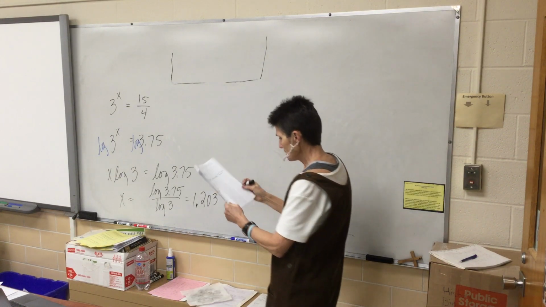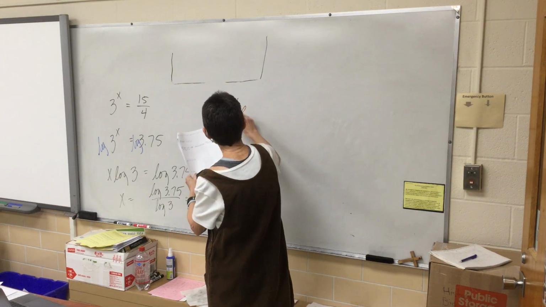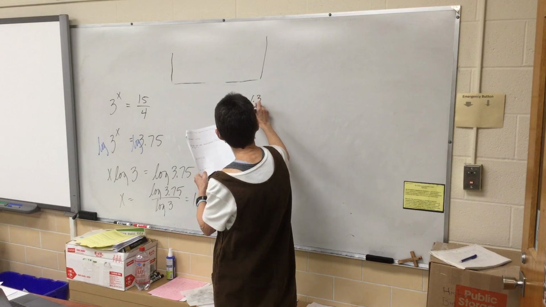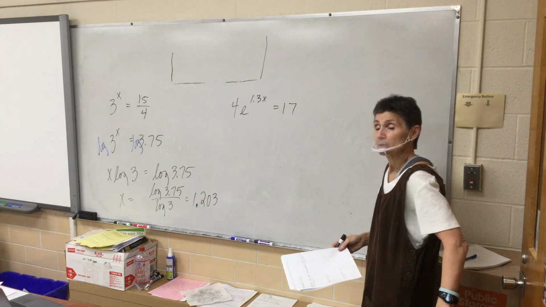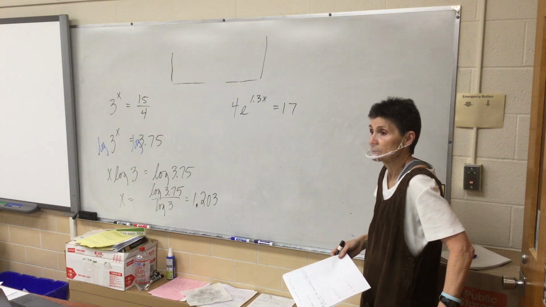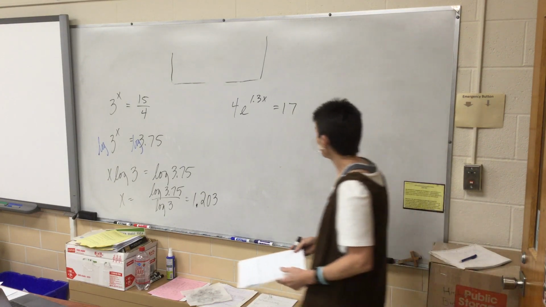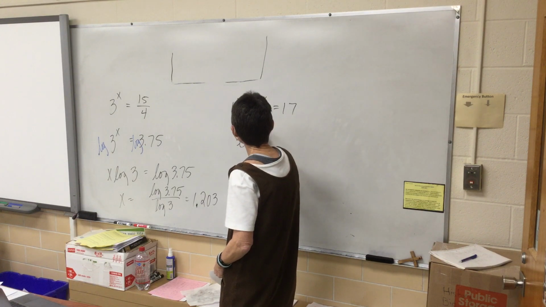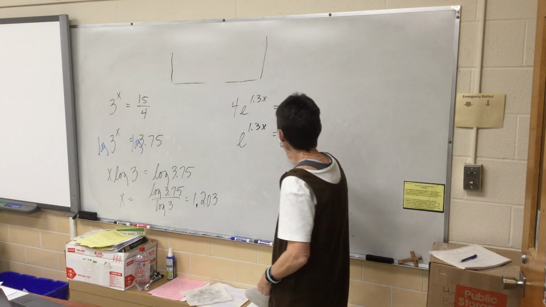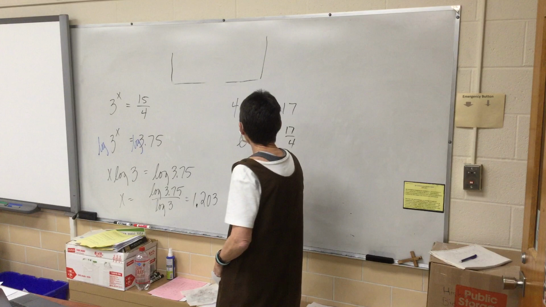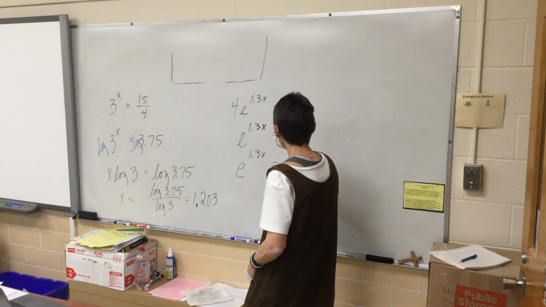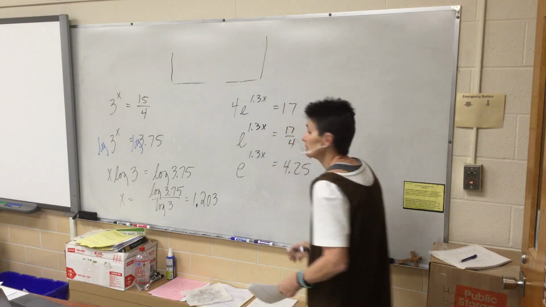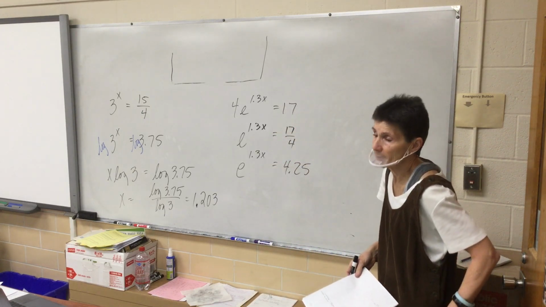All right, one more on this page, and then we'll turn it over. 4e to the 1.3x equals 17. Divide by 4. So you can either leave it 17 fourths, or if you prefer, you can write it as, what is that, 4.25? It's up to you. It doesn't make a bit of difference.